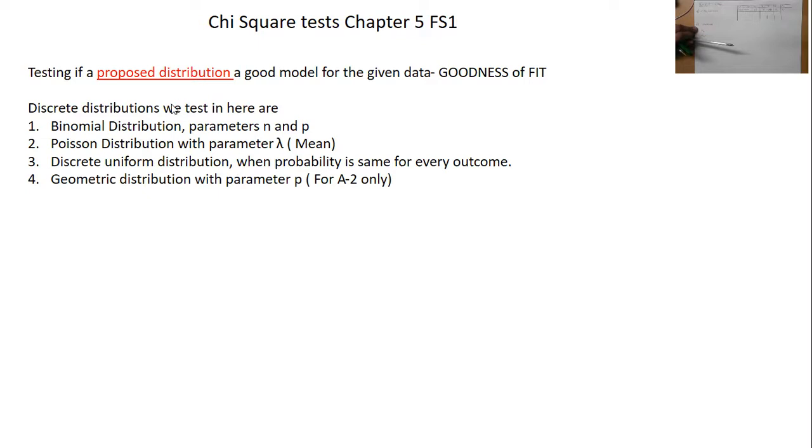There are 4 types of discrete distributions we do in Edexcel, especially. Binomial distribution parameters are the number of trials and probability of success. Poisson distribution has the parameter lambda, the mean. Discrete uniform distribution, like a dice, is when every outcome has the same expected probability. And the geometric distribution, we do only for A2.